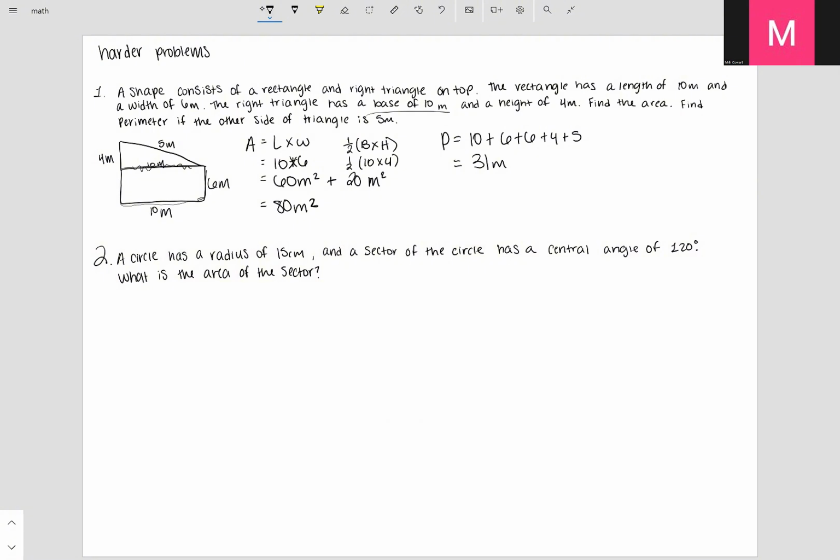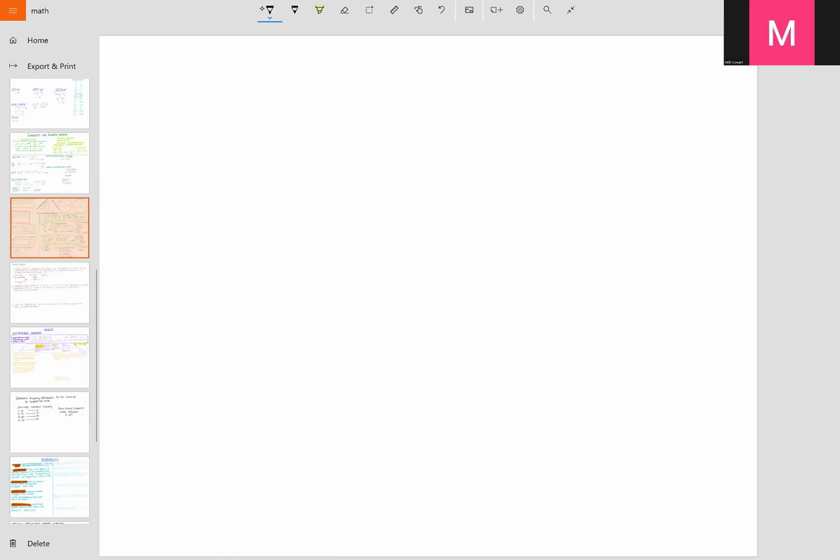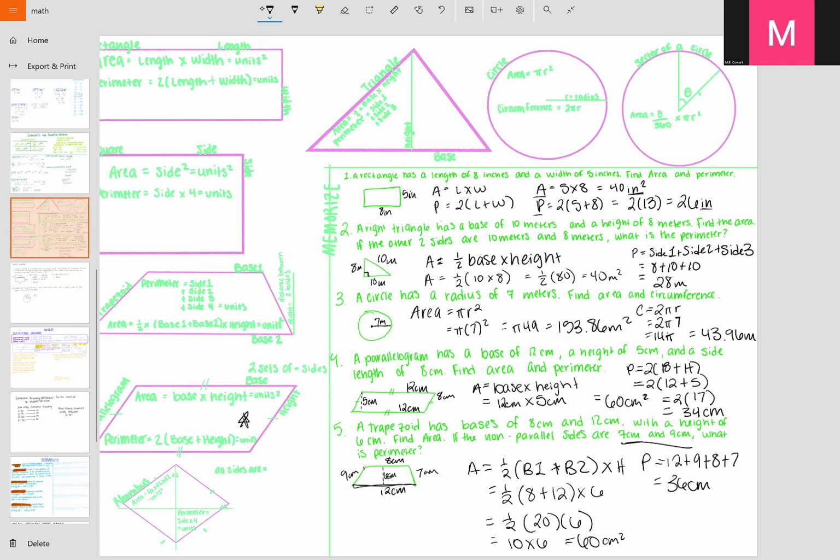Now, a circle has a radius of 15 centimeters. And a sector of the circle has a central angle of 120 degrees, which would be probably right about here. And we want to find the area of the sector of this circle. So that would be this part. And our formula will be back on this page, which is theta over 360 times pi r squared.